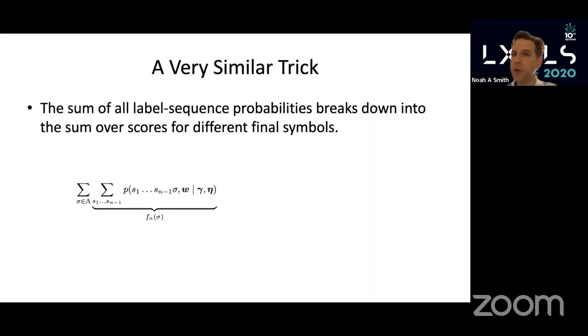So let's decompose the sum over all possible state sequences S1 to Sn into two parts. One is the sigma at the very end for Sn, and the other is all the prefixes, S1 up through Sn minus 1. So when I break this down into two parts, here I've got the sum over the very last symbol's state, and here I have the sum over all the other symbol states, and on the inside I have the joint probability. I'm going to call this inner summation the forward probability, which is the sum of all possible state sequences that end in sigma at position n.